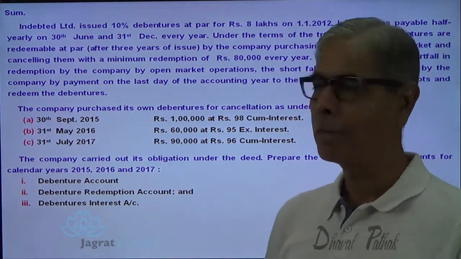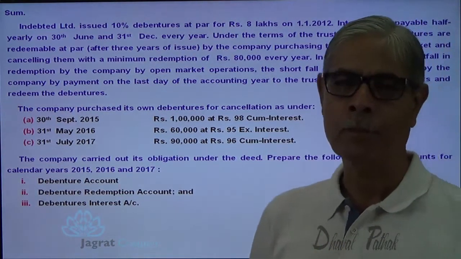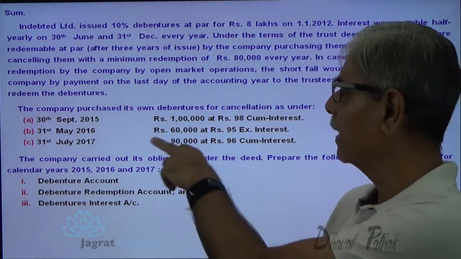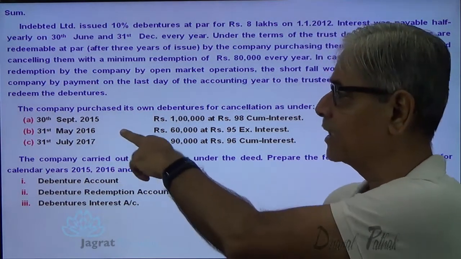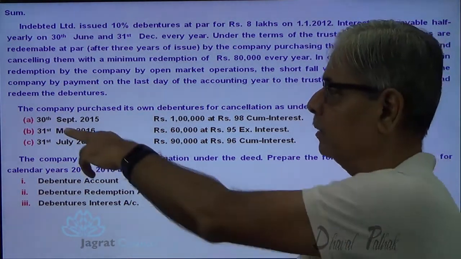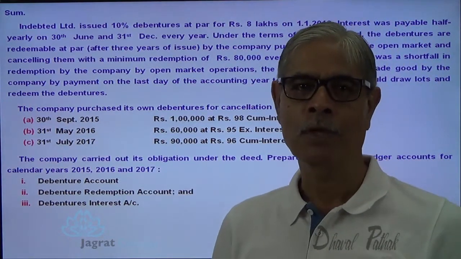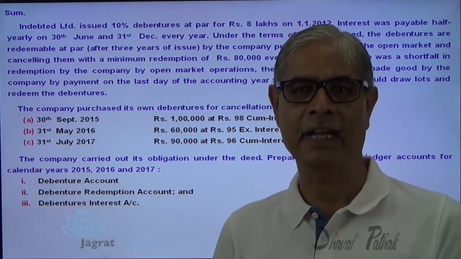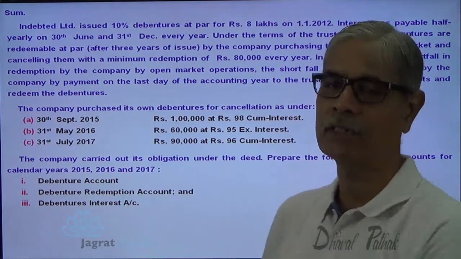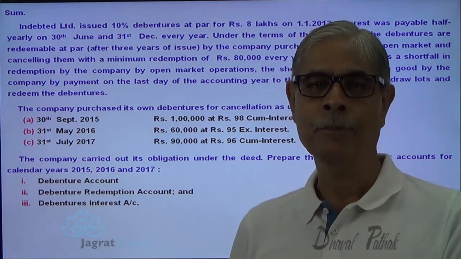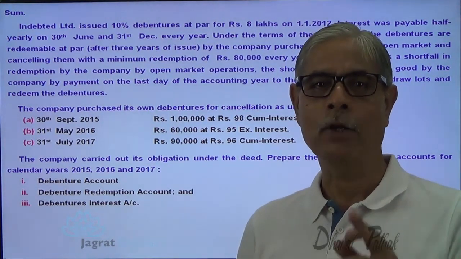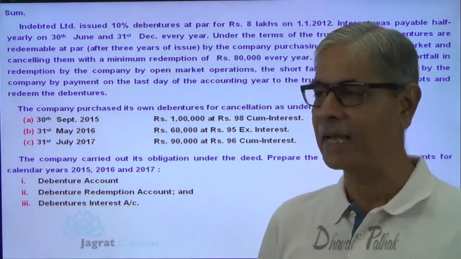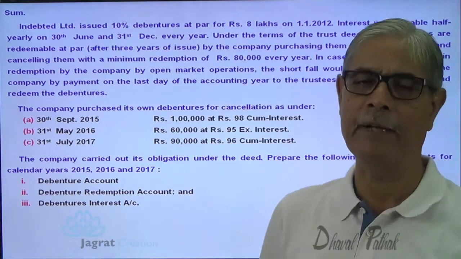In 2016, there is only one transaction. 60,000 of debentures are purchased and cancelled. The minimum redemption must be 80,000. So 20,000 will be redeemed at the end of the year. So how many transactions are we going to record in 2016? This is a purchase and cancellation transaction on 31st of May. Then we shall write the entry for debenture interest on the debenture liability after cancellation of this 60,000. Then we shall write the entry on 31st of December for interest payment. And on 31st of December also we shall redeem debentures by paying cash to the extent of 20,000 because minimum redemption of 80,000 needs to be done.